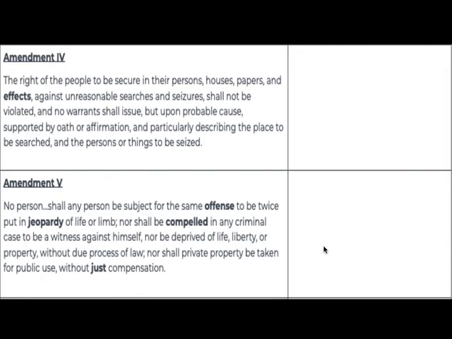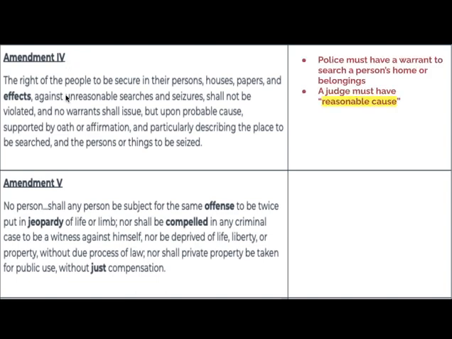Okay, the Fourth Amendment, and by the way, here are those Roman numerals again, right? The Fourth Amendment is a little bit different, and it has to do with you being accused of a crime, if that were to ever happen. The first part of this is that police must have a warrant to search a person's home. The right of the people to be secure in their persons, houses, papers, and effects. Remember John Locke's right to property. This is a direct correlation to that.